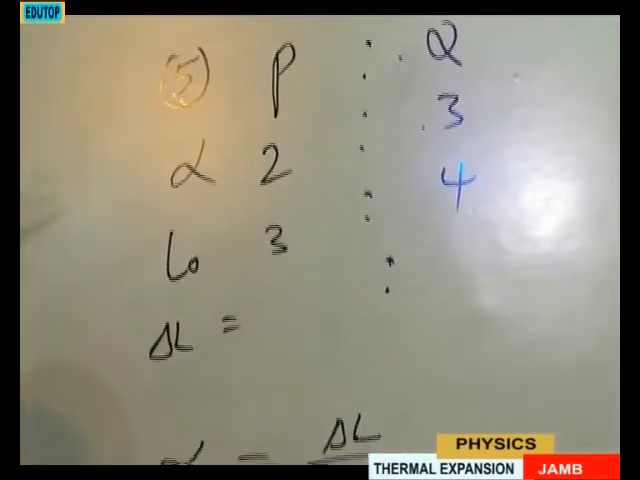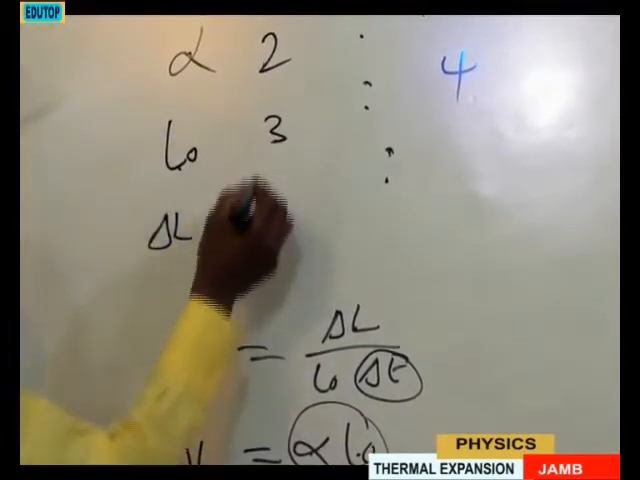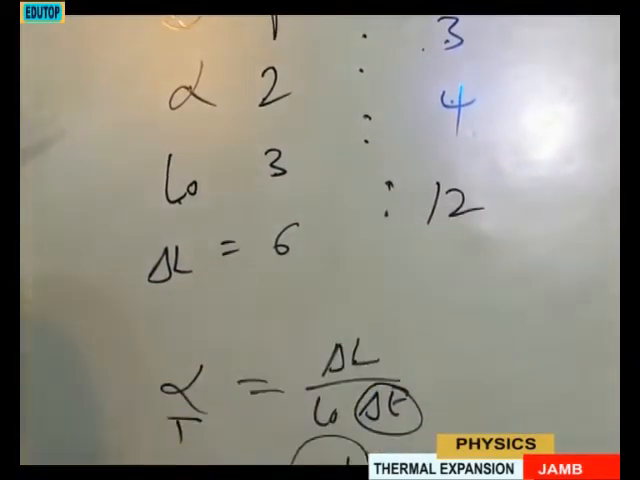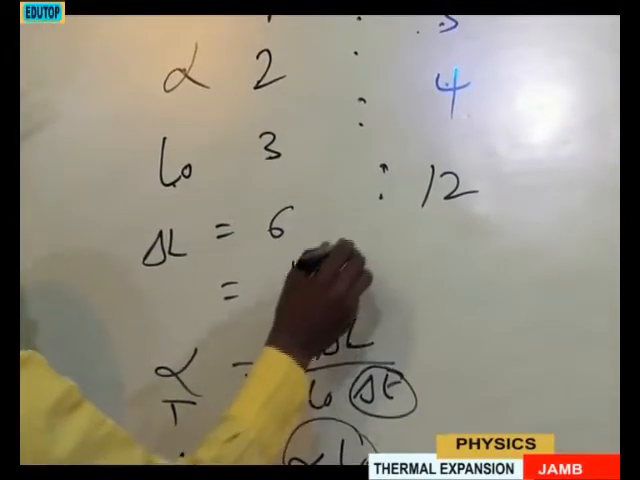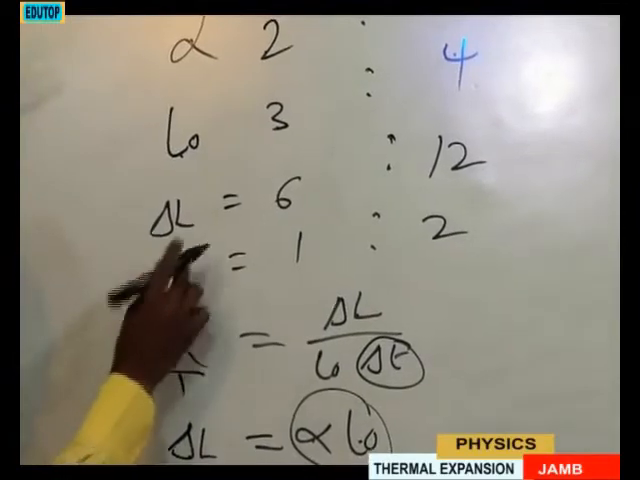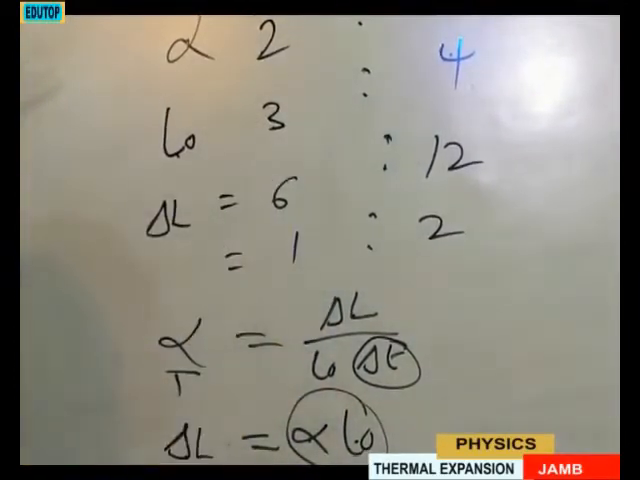Multiply, because what you are having here is this times this. Let's see, 2 times 3, 6. 3 times 4, 12. 6:12. This can be broken down into 1:2. And that's the increase in length or change in length in their ratio of the two metals.